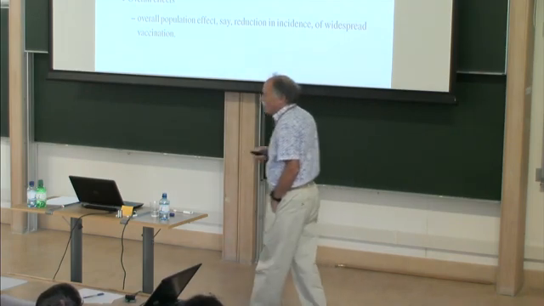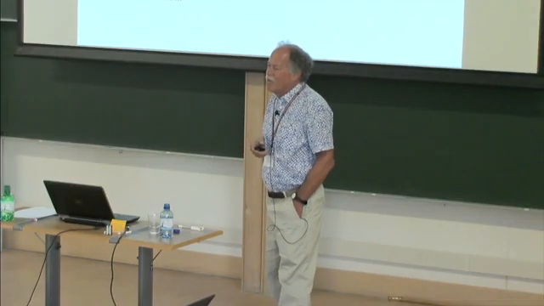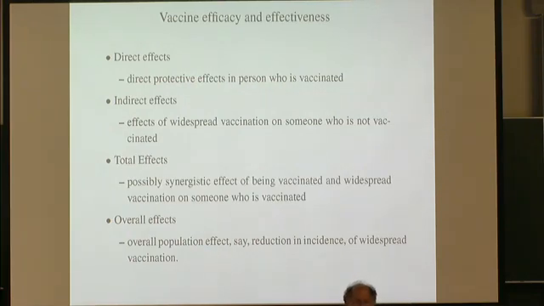Vaccines have direct effects in that they protect vaccinated people directly, and they have important indirect effects. And of course, that's where the models come in, and they're very important. Those are the effects on even unvaccinated people, the widespread effects of vaccination on people who are not vaccinated. And then total effects, taking into account the fact that vaccinated people not only are directly protected, but also indirectly protected in the population.